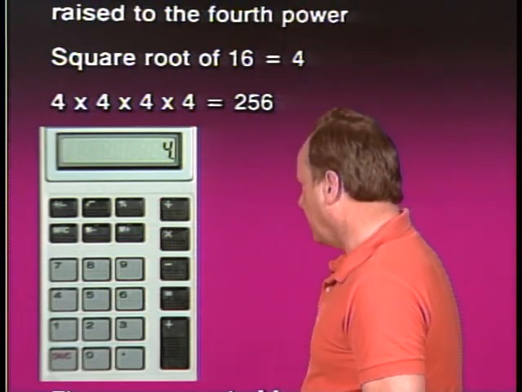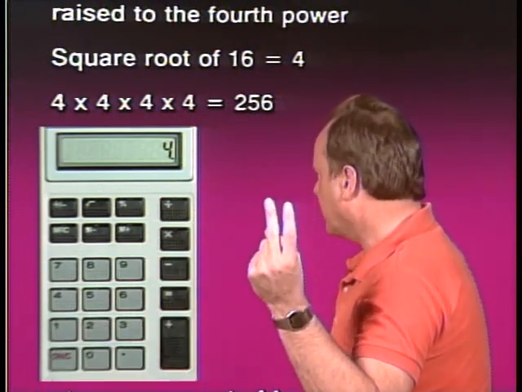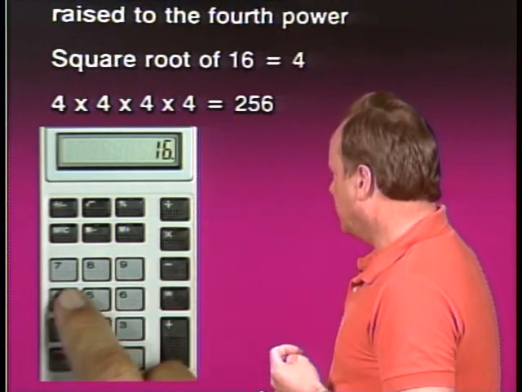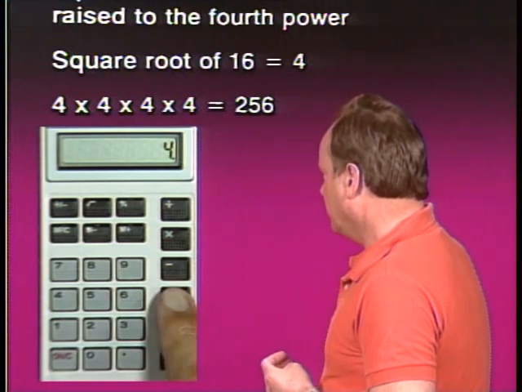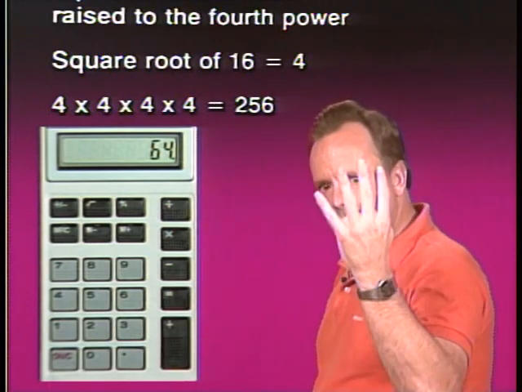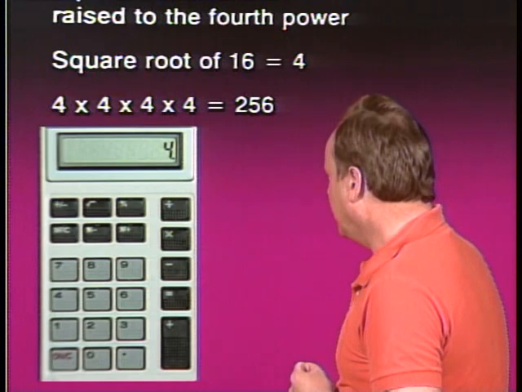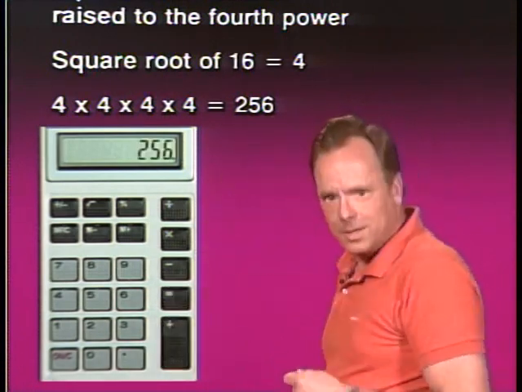So we'll just multiply times 4, and that raises it to the 2nd power. And when we do that, we get 16, which is 4 to the 3rd power. We'll multiply by 4 again, and we get 64. To raise it to the 4th power, multiply by 4 again, and you should get 256, and we do.